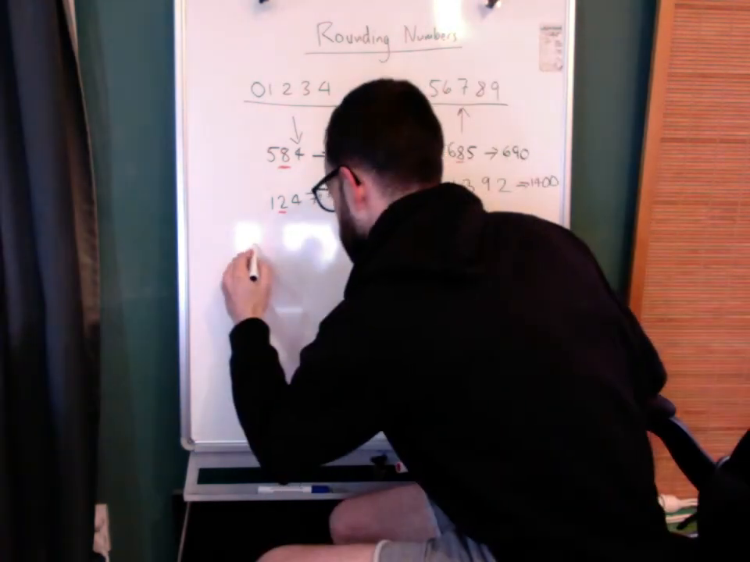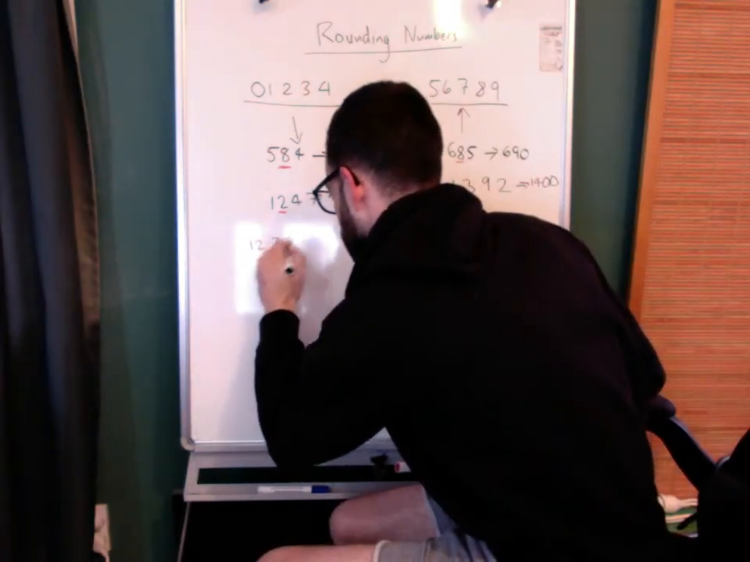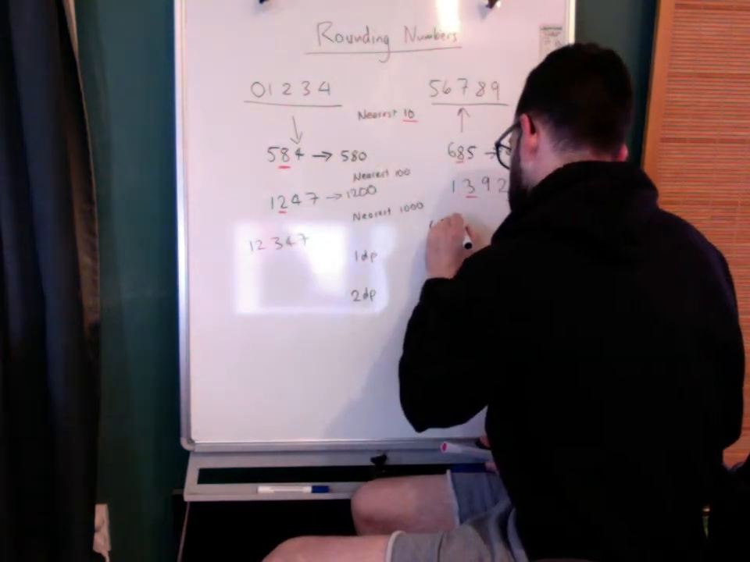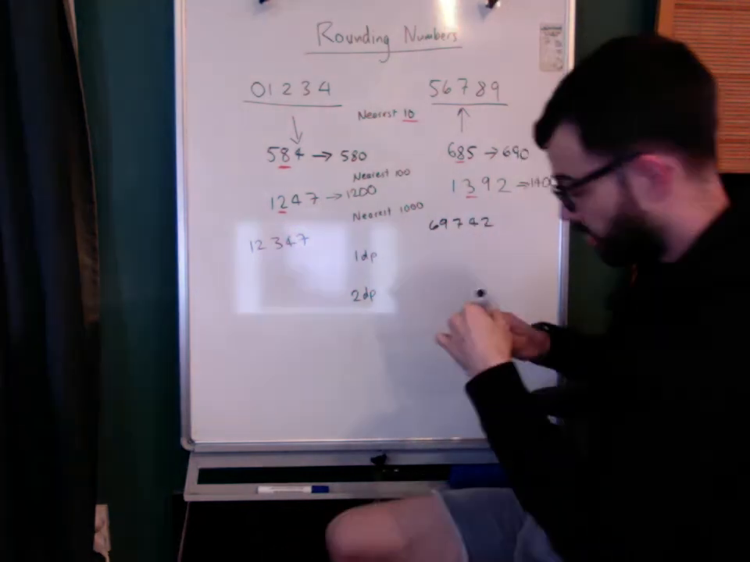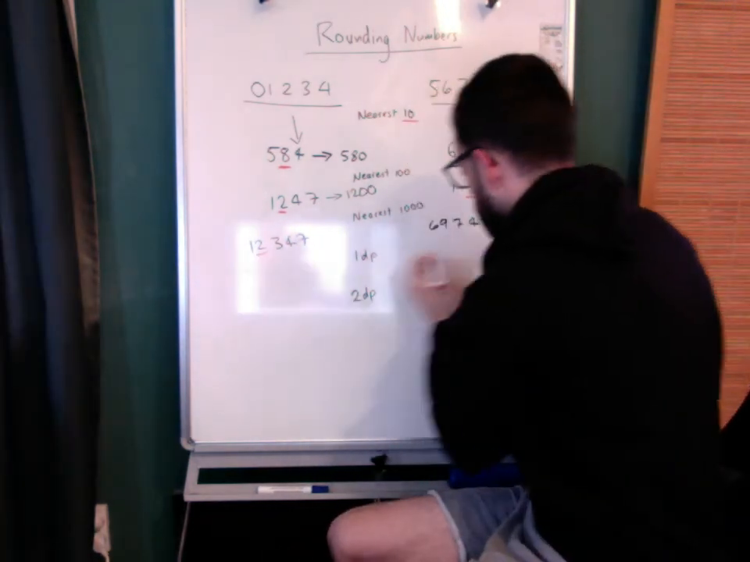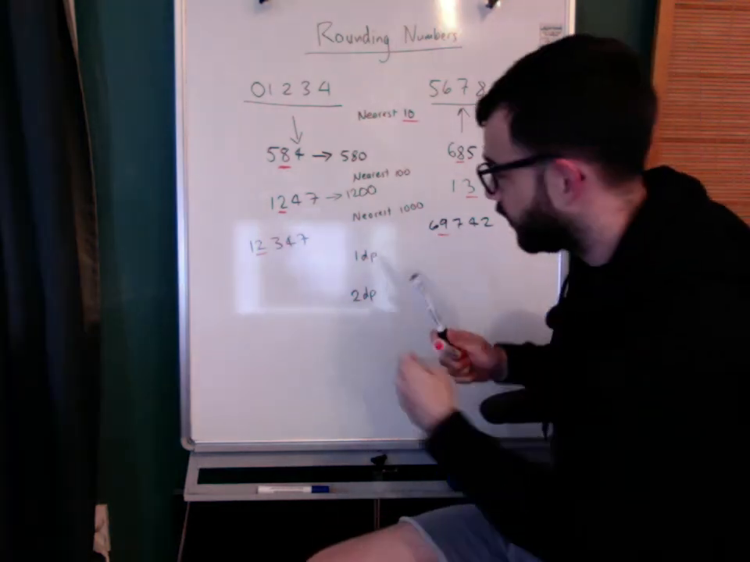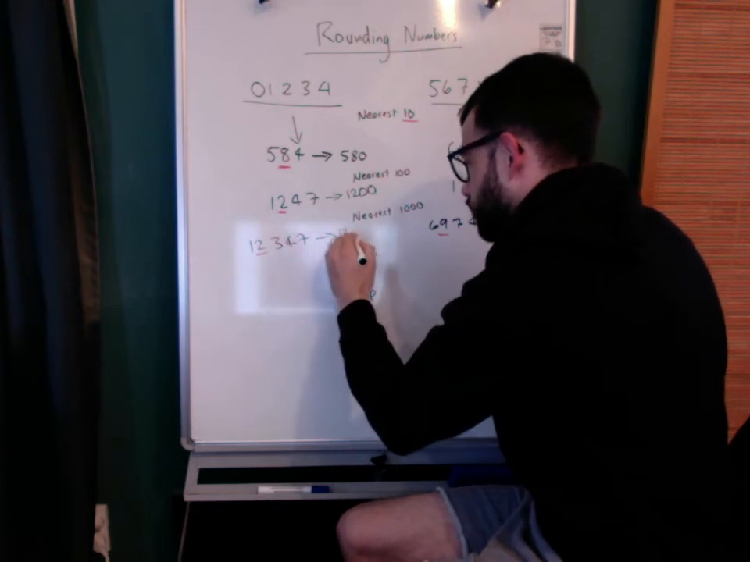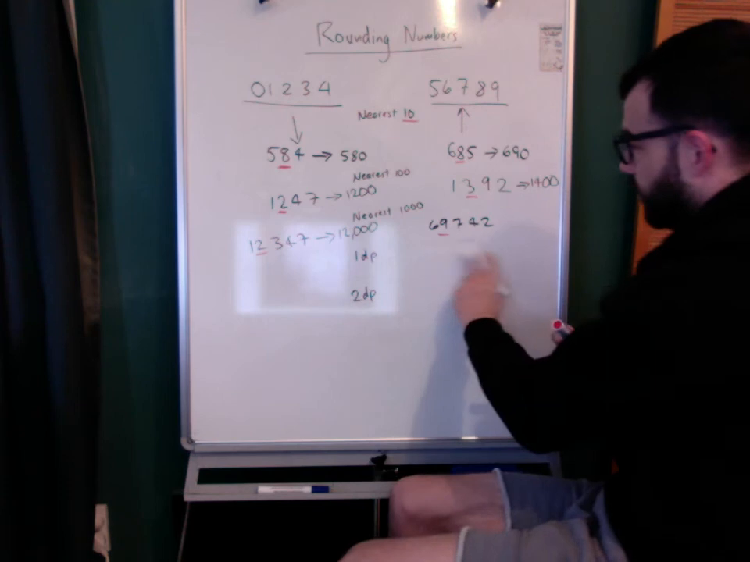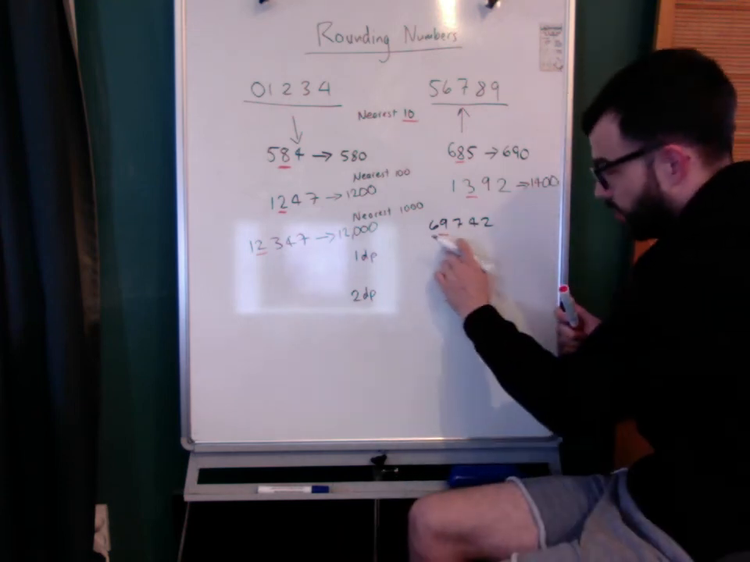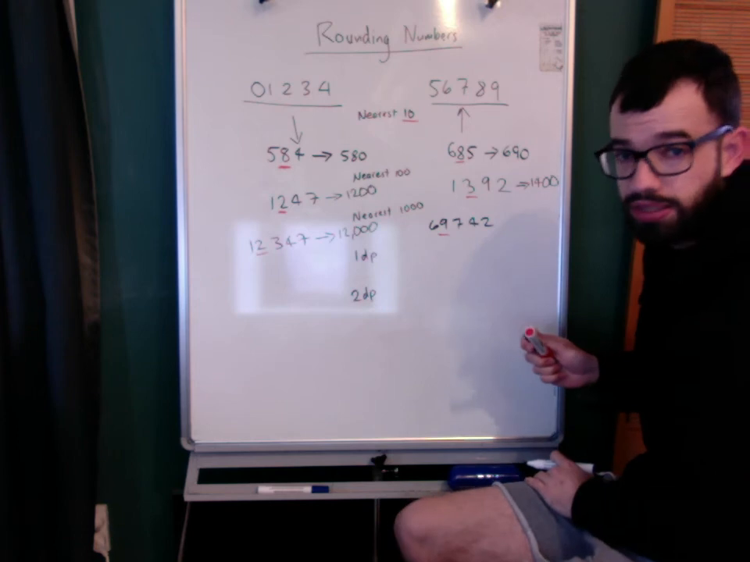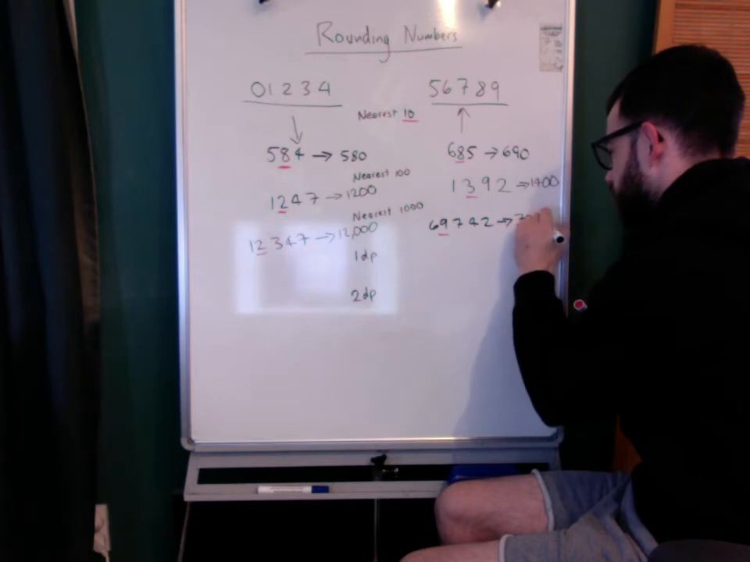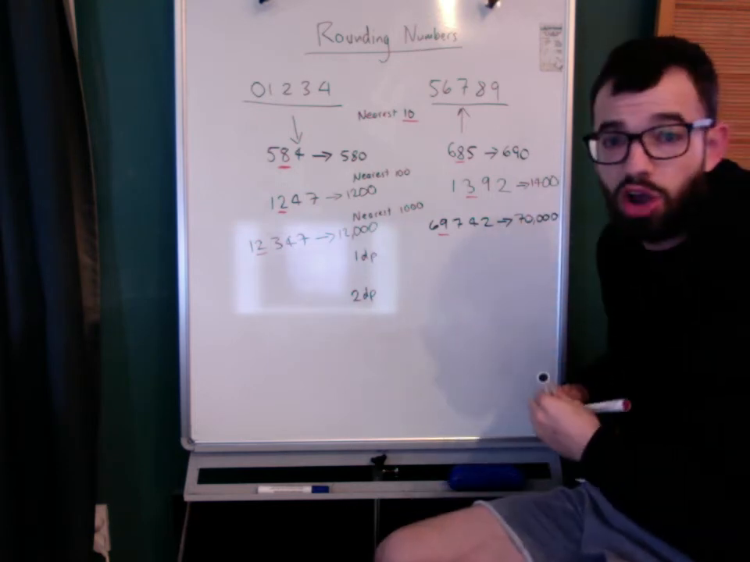Let's go over to 1,000. Same deal. We highlight the thousands column. We look at the number to the right. The number to the right of this is 3. 3 is a down number, so that becomes 12,000. Here we've got 69,742. We highlight our thousands column. We look at the number to the right. 7 is an up number, so that means it is going to go up to 70,000, because that is the nearest whole thousand.